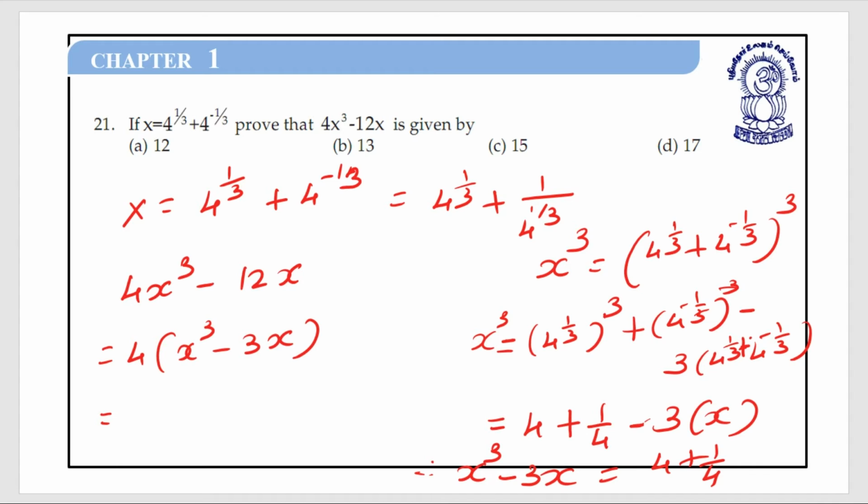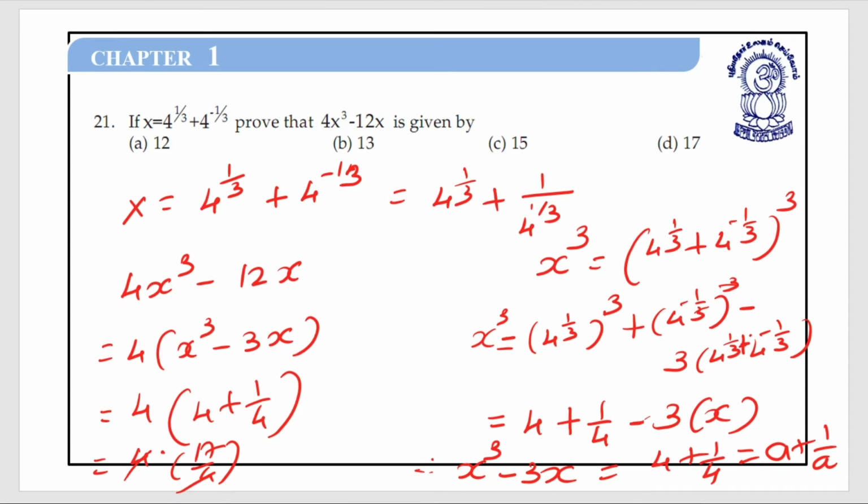Okay, so the form is a plus 1 upon a form. So here 4 times (x cube minus 3x), so here we can write 4 into (4 plus 1 by 4). So 4 fours are 16 plus 1, 17 by 4, the 4s cancel, it is equal to 17. So here directly you can remember, if x is equal to a raised to 1 by 3 plus a raised to minus 1 by 3, at that time x cube minus 3x is equal to a plus 1 upon a.